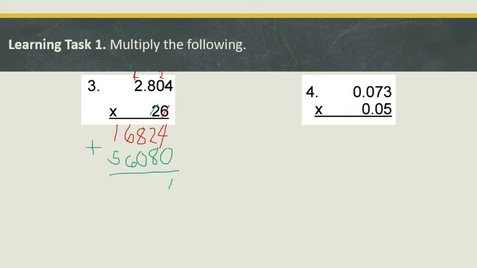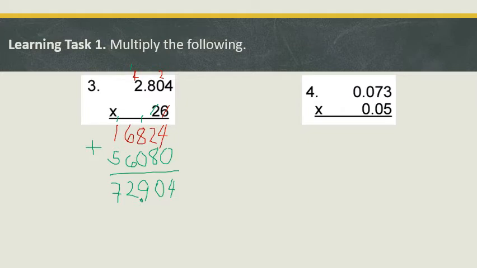4 plus 0 is 4. 2 plus 8 ay 10. Carry 1. 8 plus 1 is 9. 6 plus 6 is 12. Carry 1. 5 plus 1 is 6 plus 1 is 7. And then we have 1, 2, 3. So, 3 decimal places. So, 1, 2, 3. So, dito po natin ilalagay ang ating decimal point.